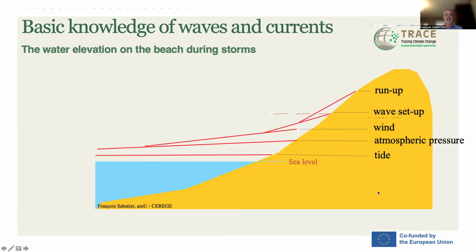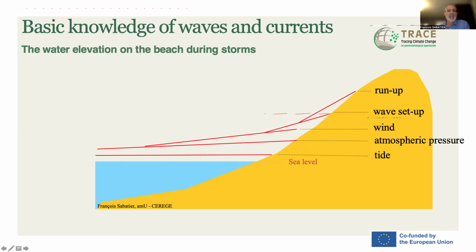Well, to conclude, we have examined the generation of a wave offshore, their propagation in deep and intermediate waters, their breaking, and the processes in the surf zone. However, it is the water elevation that ultimately determines coastal erosion and marine flooding. And the water elevation is a key concept to understand erosion and marine flooding.